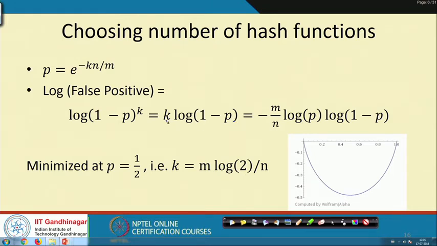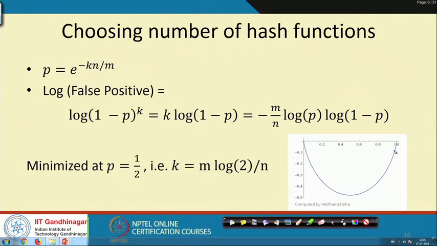And if you plug in the value of k using the definition of p, you get minus m by n log p log (1 minus p). Right. So, now it is really a simple question of calculus, right, but we are going to be even lazier. What we will say is, let us just plot this expression, log p times log of (1 minus p), and here is a plot I have generated using Wolfram Alpha.